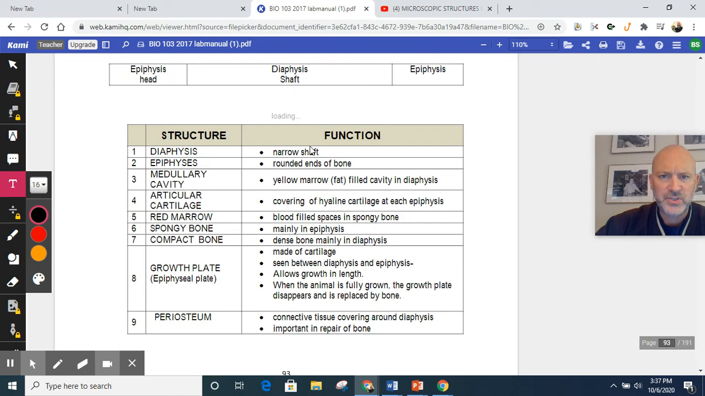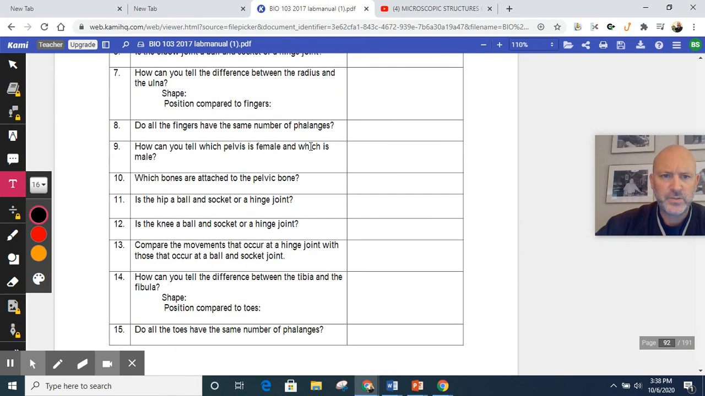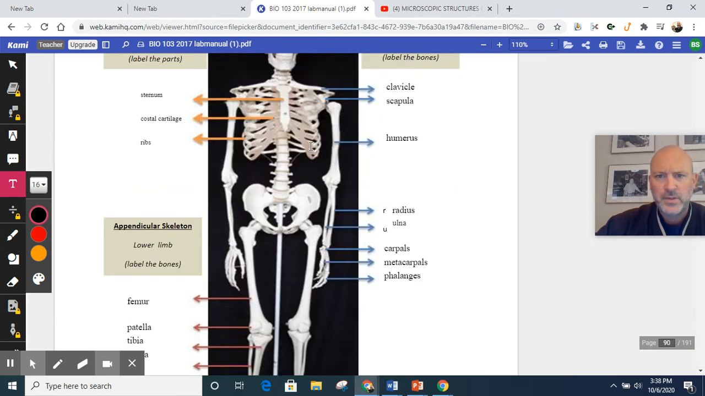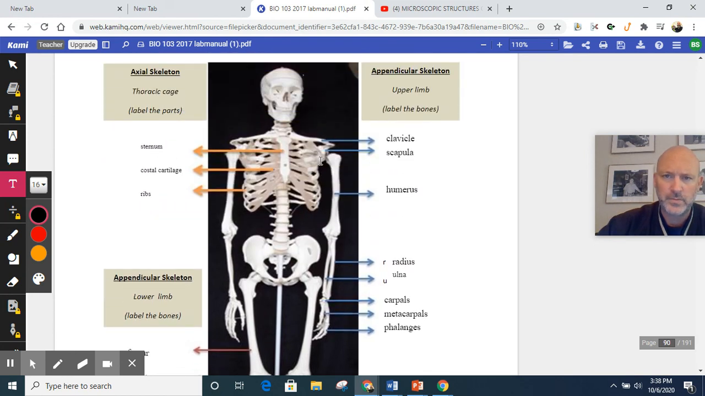Email me. You also have this page I would like you to finish. All right, so a little bit of research for you. Okay, definitely want to know the names of the bones that we have listed here for the lab exam, for sure. Okay. That being said, if you have any questions, don't hesitate to email me.